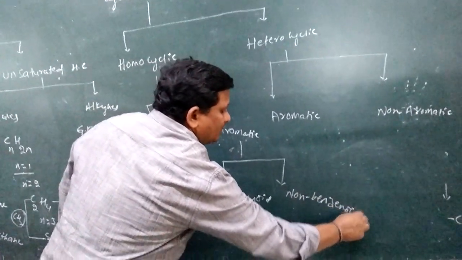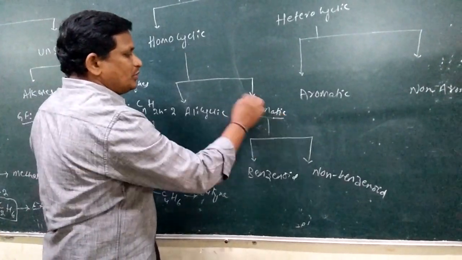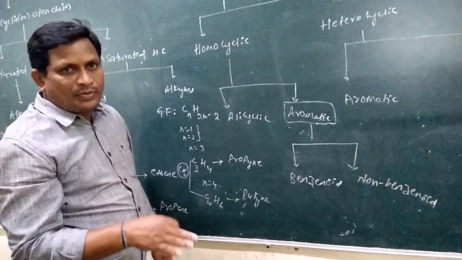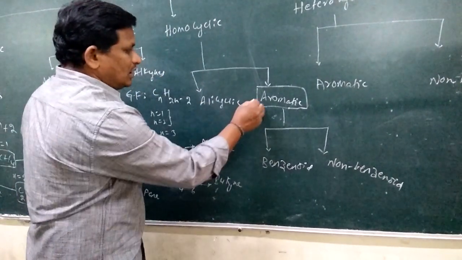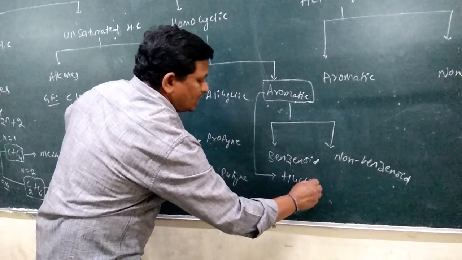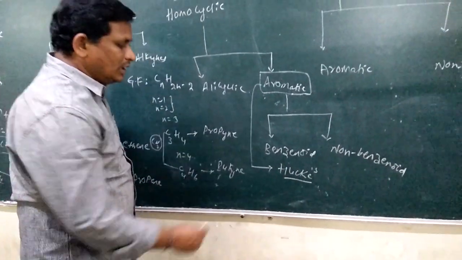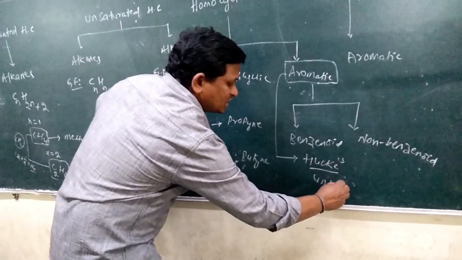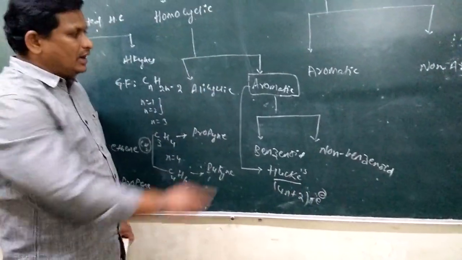So what are benzenoid and non-benzenoid compounds, or aromatic compounds? Aromatic compounds means the compounds which obey Huckel's rule. So what is Huckel's rule? Huckel's rule is 4n plus 2 pi electrons. It is Huckel's rule.